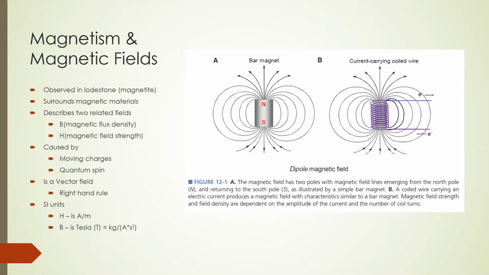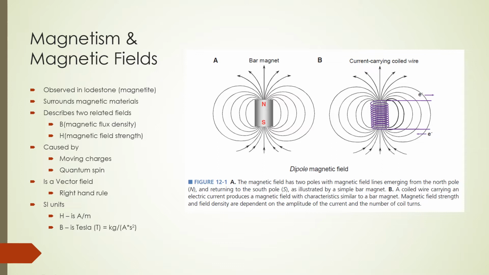Magnetic fields are described by two related quantities. B is the magnetic flux density and H is the magnetic field strength. These two are used interchangeably in common usage. A magnetic field is a vector field and its directions are indicated by the right-hand rule. The SI unit of the magnetic field is amperes per meter and the flux density is given by kilograms per second squared ampere, or Tesla. A traditional unit is a Gauss. 1 Tesla is 10,000 Gauss.